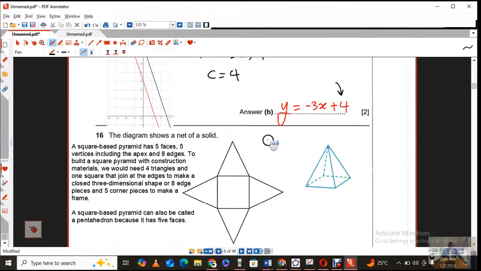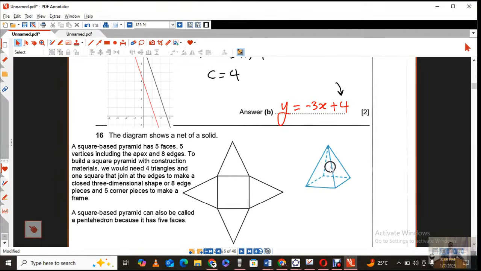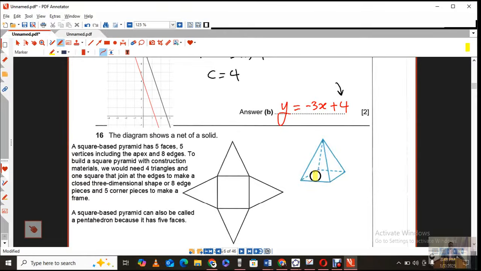Right, question 16. Again, it says the diagram shows the net of a solid. Now, of course, this net is an open one, so I've included the diagram over there. You can see that this diagram here is referred to as a square because the base is square. So it's a square based pyramid.